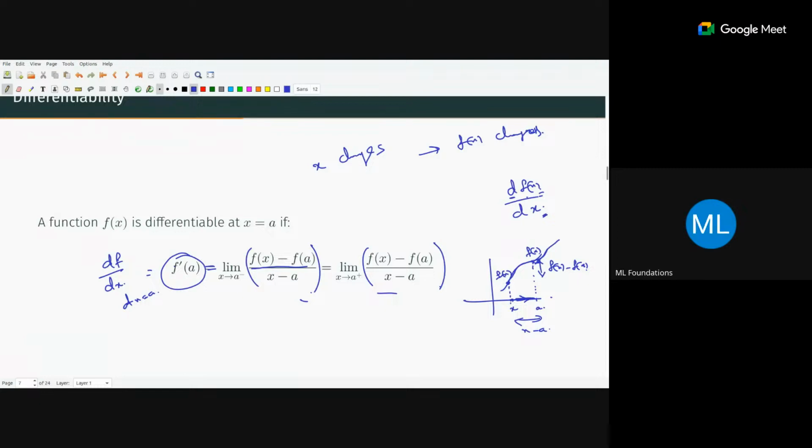Excuse me, sir. Why are we interested in finding out the rate of change as x approaches a from both sides? Because that will give you the smoothness of the function, right? Usually in real life, functions map some feature to another feature, right?